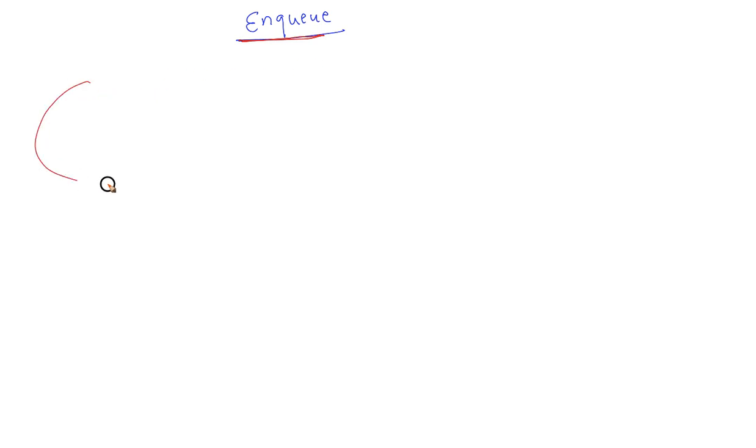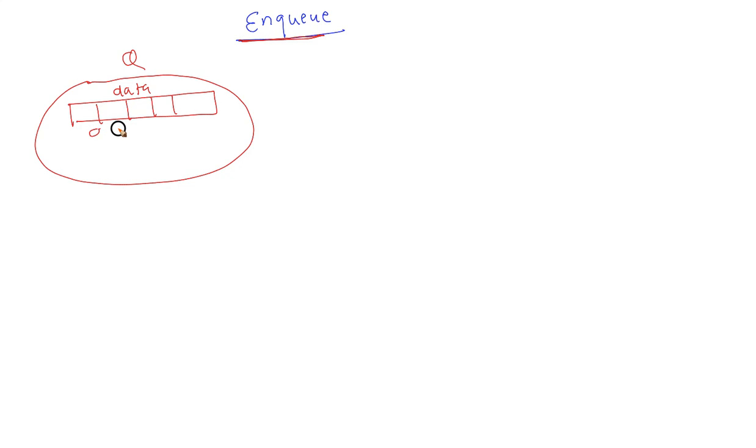So this is our queue object. We have this data array, and we have this F, and we have this R. And I'm assuming that we have called the initialize function on this. F is set to -1, R is set to -1 by calling the initialize function on this queue object.